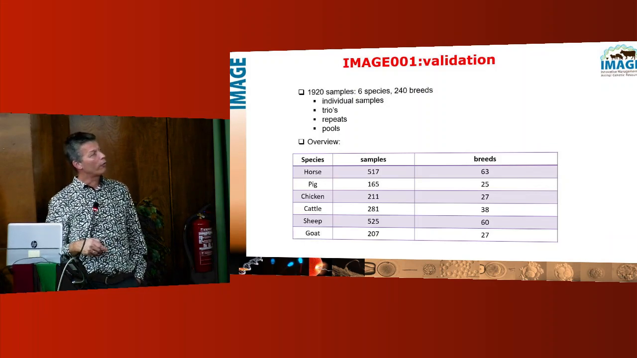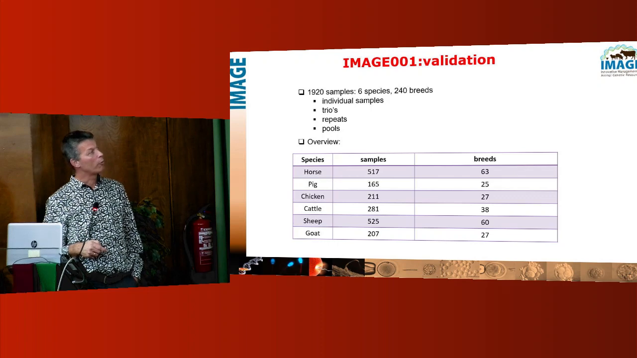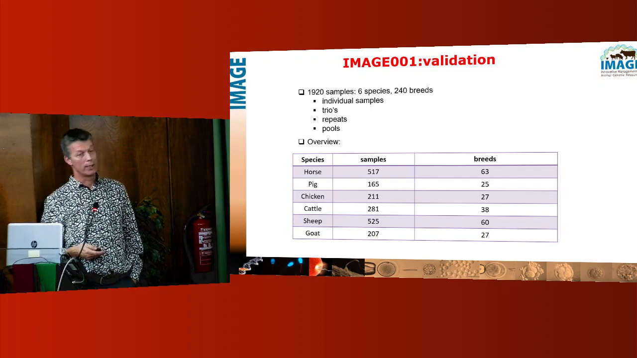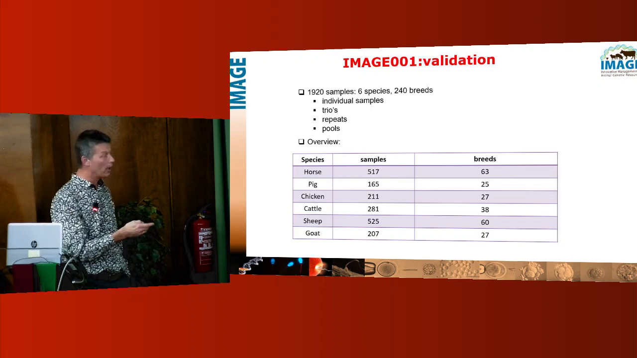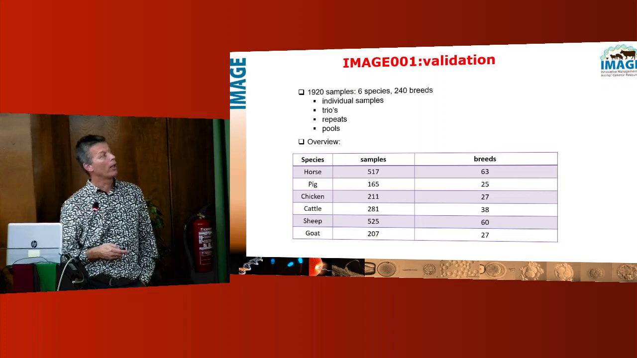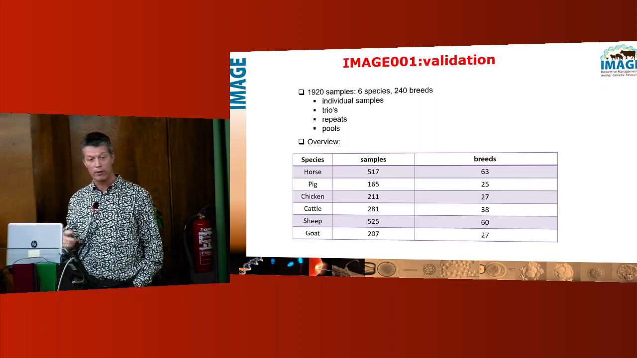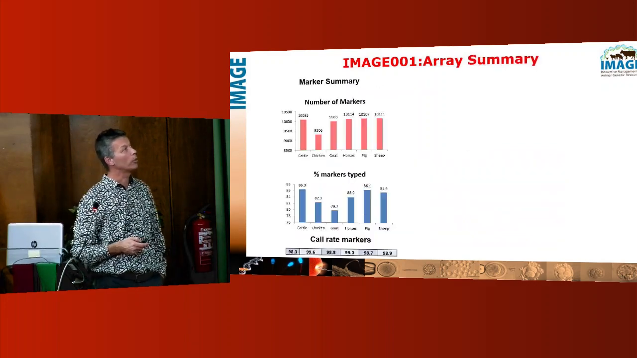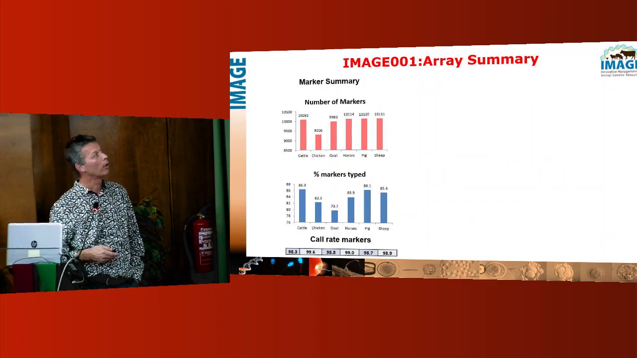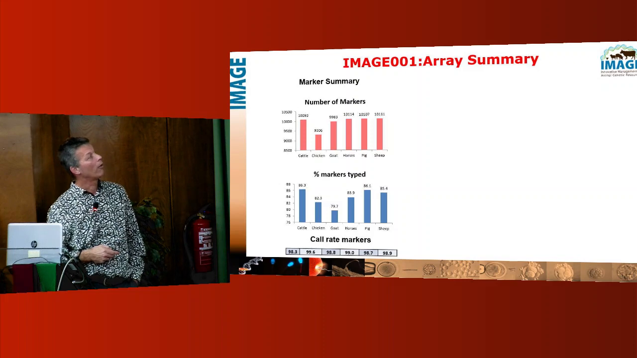This is an overview of the samples and the number of breeds. So in horse we had 63 breeds, 517 samples, up to goat, here 27 breeds and 207 samples, and everything in between, which is genotyped. In this case it's performed at Eurofins. We just recently got the data, and I can show some of the first glimpse of it. We are still in full analysis of that.